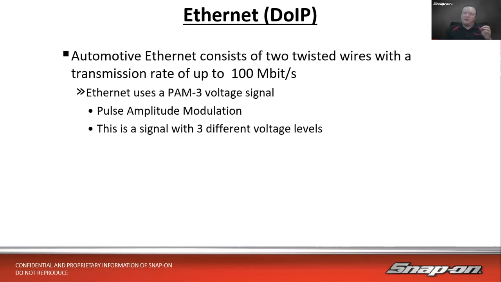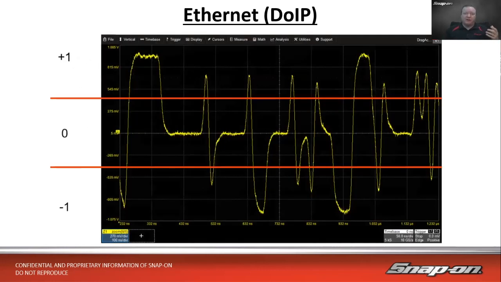Right, so they use what they call a PAM3 voltage signal. So PAM stands for pulse amplitude modulation. So it changes the height of the pulse, the amplitude. And that is a signal with 3 different voltage levels. That's where the 3 in PAM3 comes from. When you get to gigabit and more complex networks, you could have a PAM5 network where it has 5 different voltage signals. So what am I talking about by 3 different voltage signals?